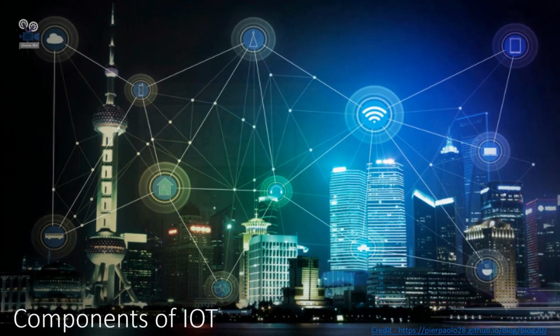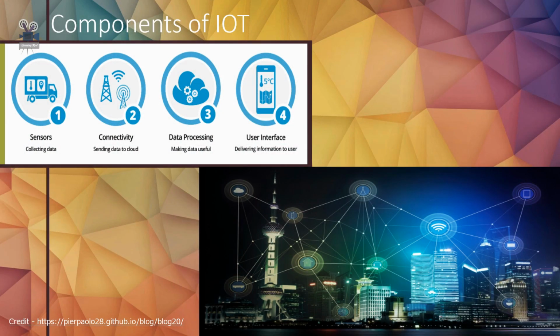Components of IoT. How does it work? An IoT system comprises four main components. Number one, sensors, which enable collecting data from the environment surrounding the device, for example, velocity, GPS coordinates, temperature, etc. Number two, connectivity. Successively, the data collected is sent to the cloud through either a Wi-Fi or Bluetooth connection.